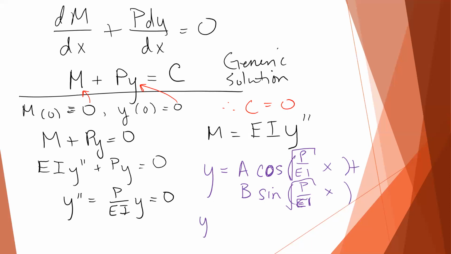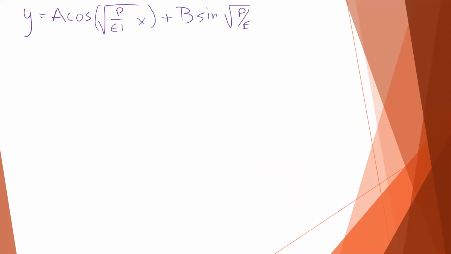We can do that using our boundary conditions. The boundary conditions we have are that at x equals 0, y equals 0. We have no deflection at the top. We also have no deflection at the bottom, where x equals L. So let's plug that in.